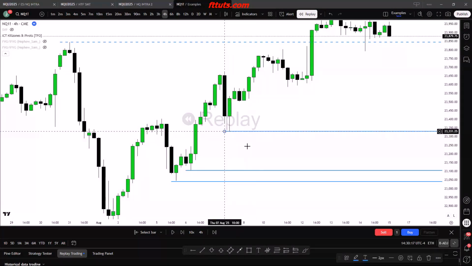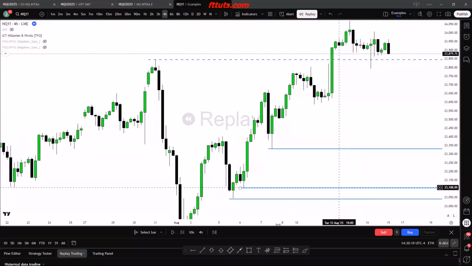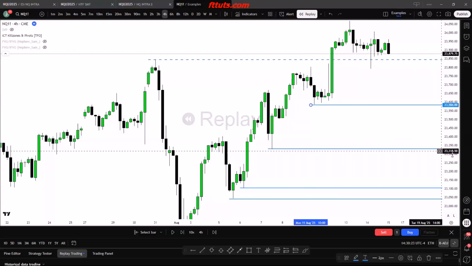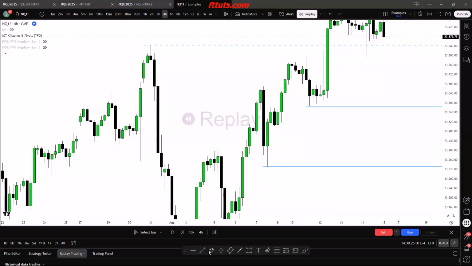And again, I'm just marking up charts. I'm not creating a bias. Okay. This is a swing low. But I also have these other swing lows right here. These all still qualify.